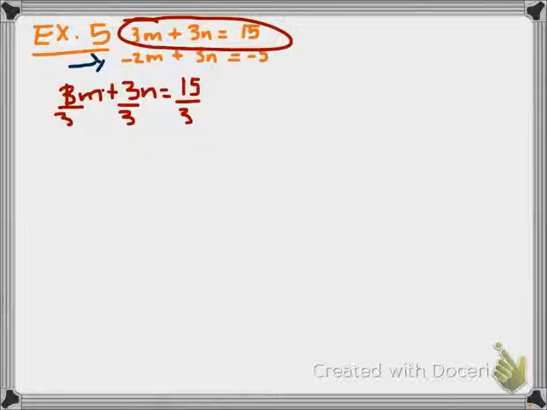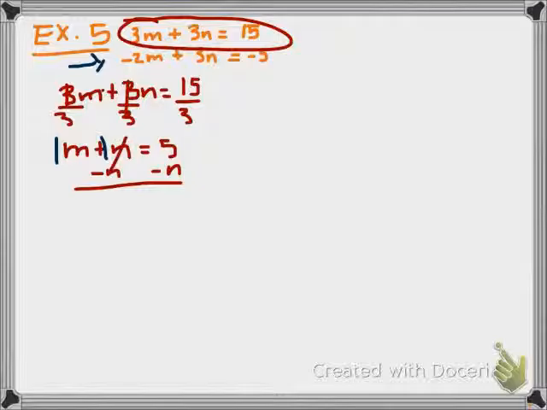So 3m divided by 3 would just be m. 3n divided by 3 would just be n. And 15 divided by 3 would be 5. Now, both of these letters have a 1 in front of it. So it really doesn't matter which one you solve for. You could solve for m or you could solve for n. In this case, I'm going to solve for m because it's the first variable. So I'm going to subtract n from both sides. That crosses out, so I end up with m equals 5 minus n. Or you could have put negative n plus 5.